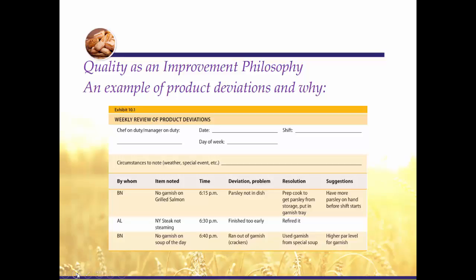So like on the first example, note garnish on the grilled salmon. Put down the time, 6:15. Look at deviation: parsley not in the dish. Look at a resolution: the prep cook needs to get parsley from the storage and put it in the garnish tray. And the suggestion would be to have more parsley on hand before shift starts. Okay, so you get the general idea. It's just making sure that you hit all the problems, any kind of deviations from your quality standards.